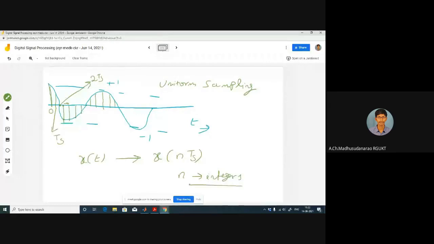X of t, 0 into Ts, x of 1 into Ts, x of 2 Ts, x of 3 Ts, like this one. I am trying to sample this at regular intervals, uniform sampling. And after that, I'll try to convert each of these samples into binary format, representing each in the form of zeros and ones, a bit sequence.